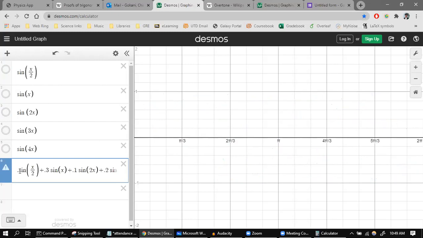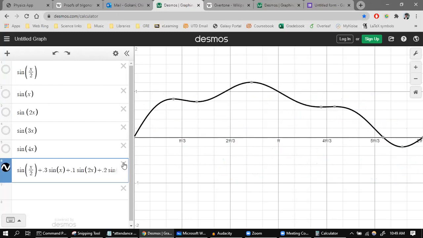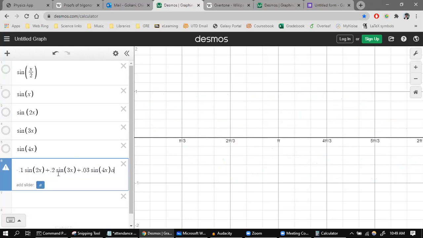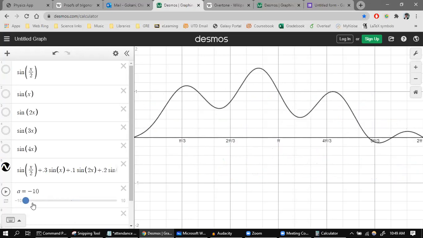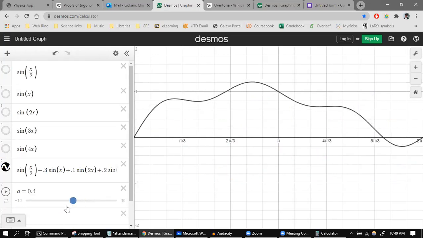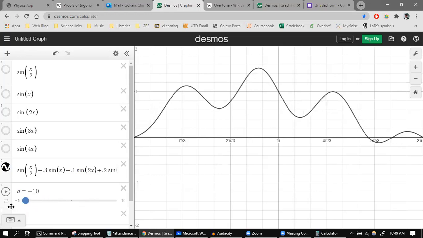I can play. If you enjoy this kind of thing, I encourage you to play with it. In fact, you can add a slider here, and you can start playing with the shape. And so the coefficients actually determine the sound of a guitar.